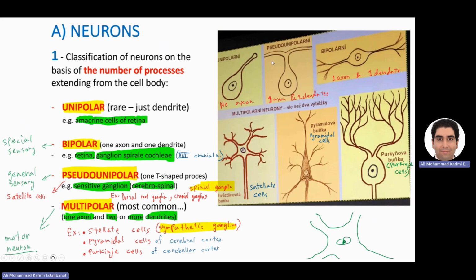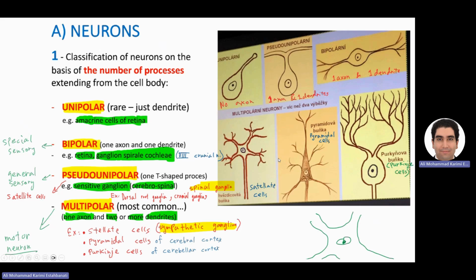As you can see, there is one axon and one dendrite, but they're very close to each other, and the cell body is quite far from these two. So it looks like a T shape. That's why we call it pseudo-unipolar. And there will be a multipolar. That means that there is one axon and so many dendrites.